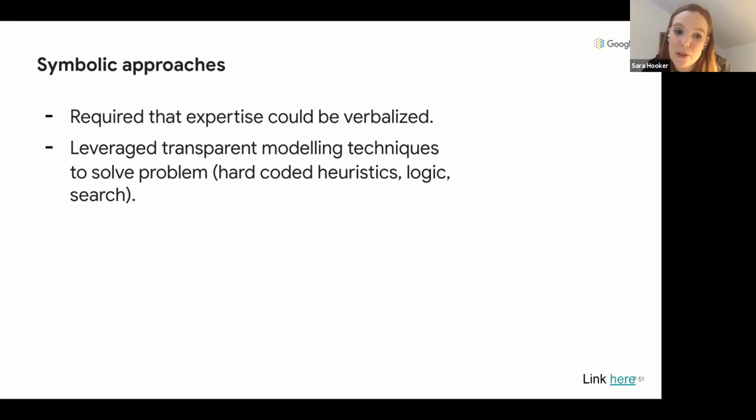It also leveraged transparent modeling techniques to solve the problem. So Eliza, for example, had a lot of hard-coded heuristics. There was only a certain amount of ways that Eliza could answer a prompt, combined with logic and search.